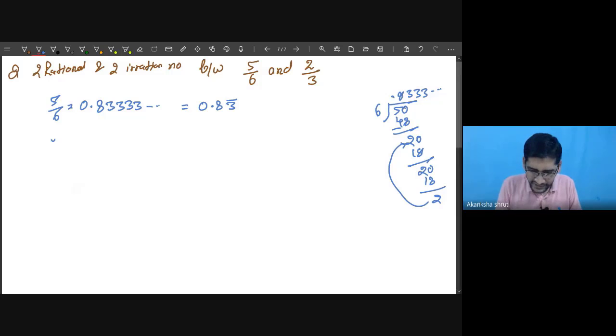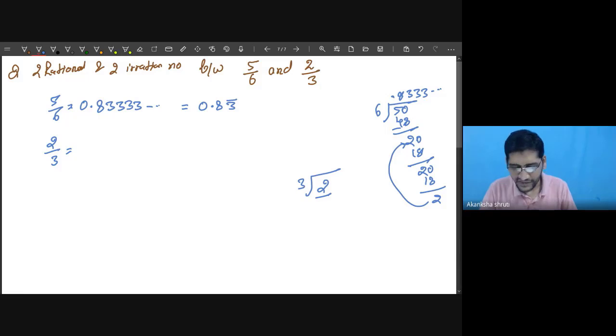Another, go for dividing the other number, 2 by 3. Go for dividing this 2 by 3. Means 2 by 3 here. How many times can we take it or can we divide it?